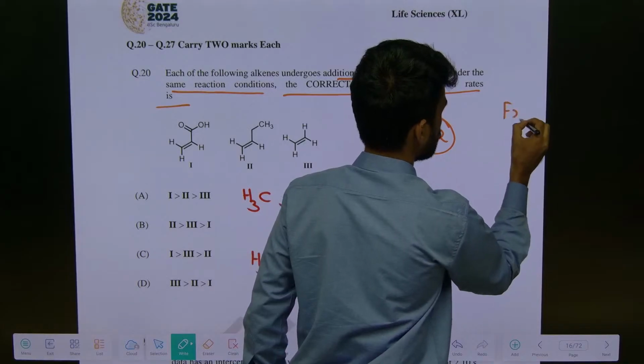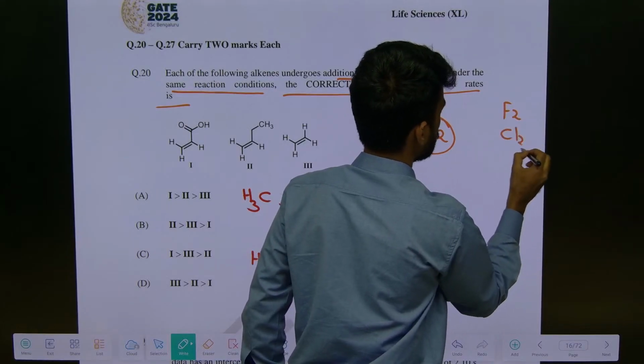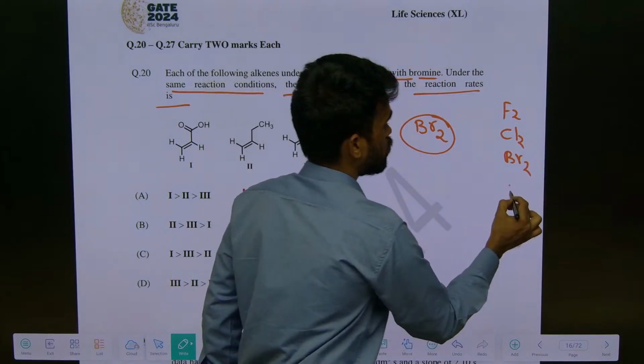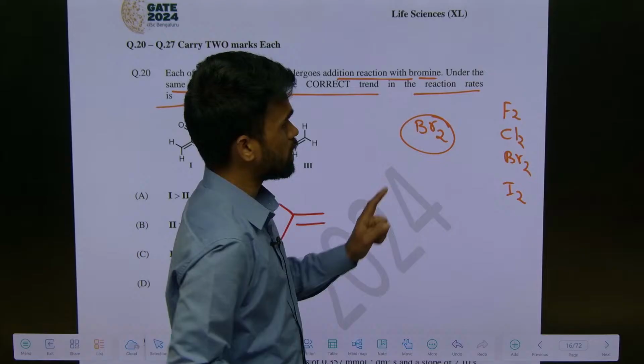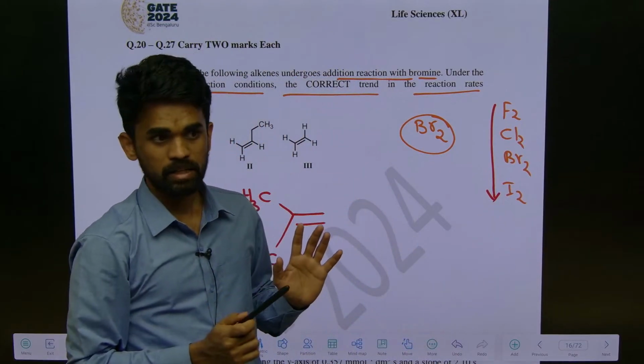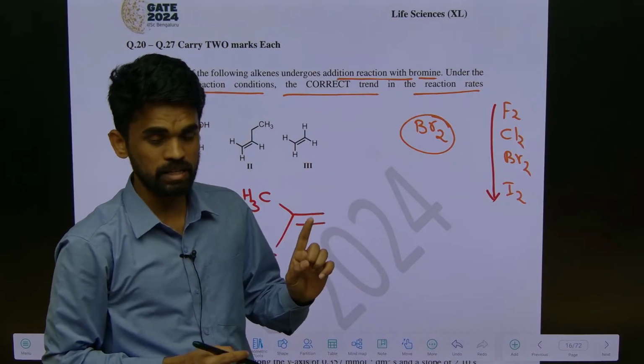Like F2, Cl2, Br2, like this we have now. So now I2, like this we have now. So if you see these elements having different physical states, they will give a question like this.